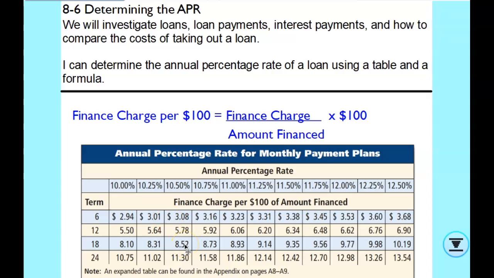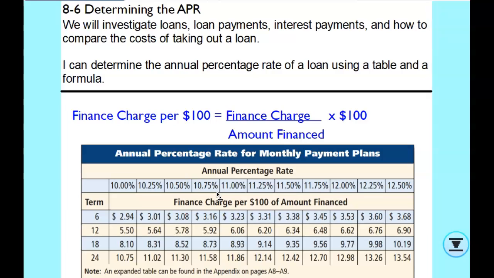Once we find that finance charge per $100, so let's say that our finance charge per $100 is 8.73, then we follow that all the way up to the top, and you can see that our APR would be 10.75. So there's two things that you have to know in order to find the APR. Number one, you have to find the finance charge, and number two, you have to figure out what the amount financed is.